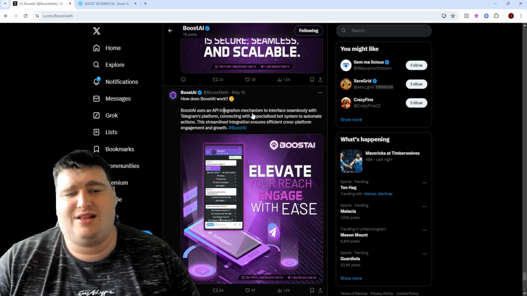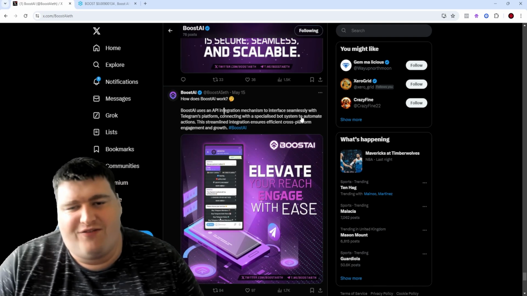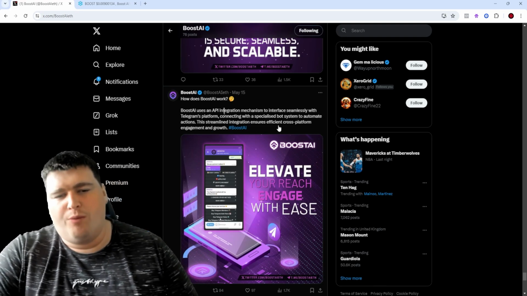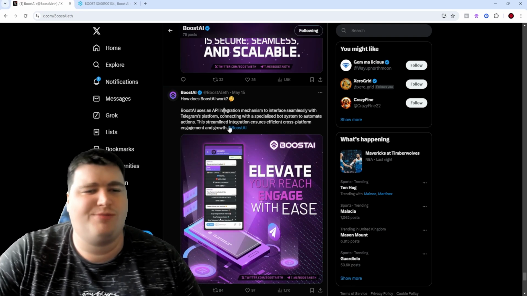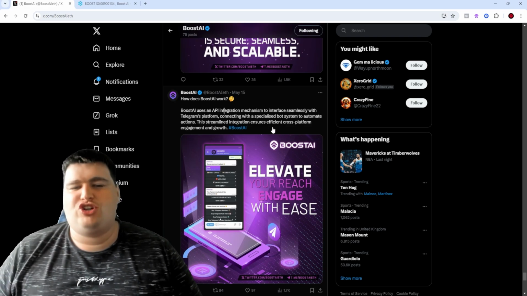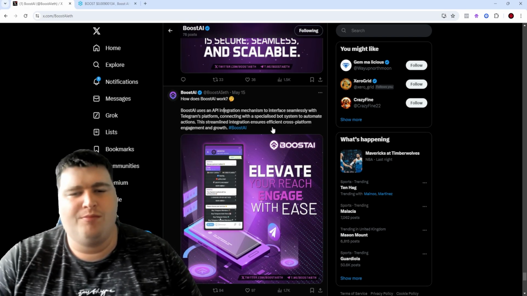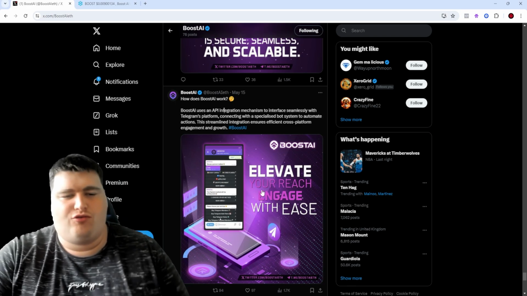Boost AI uses an API integration mechanism to interface seamlessly with the Telegram platform, connected with a specialized bot system to automate actions. This streamlined integration ensures efficient cross-platform engagement and growth.